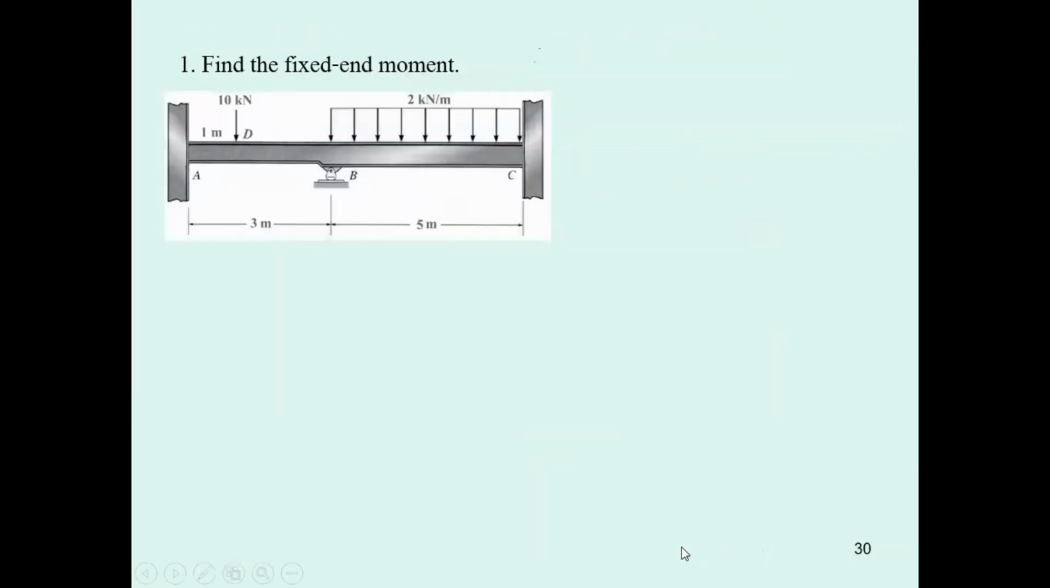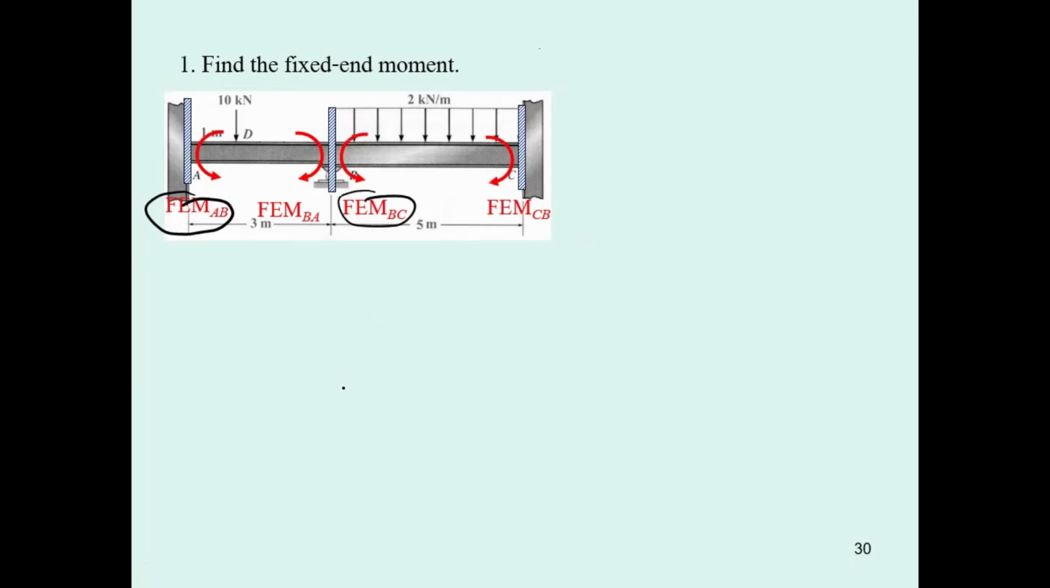Now, fixed end moment. Okay. All of the equations require fixed end moment, and A and C are fixed supports. So fixed end moment will come from the left hand side. And the fixed end moment of this one is negative. Fixed end moment of this one is negative. But fixed end moment of this one and this one are going to be positive, clockwise positive.